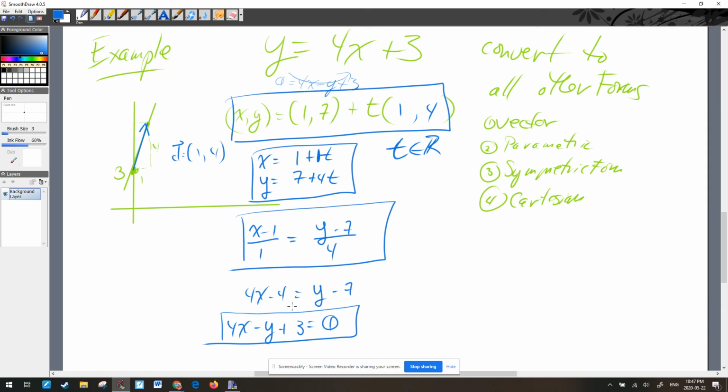So getting the Cartesian form is dead easy if you've got the y equals mx plus b form from grade 9. Nevertheless, there's how we go through the different forms, okay? Lovely. All good, okay? That's great.